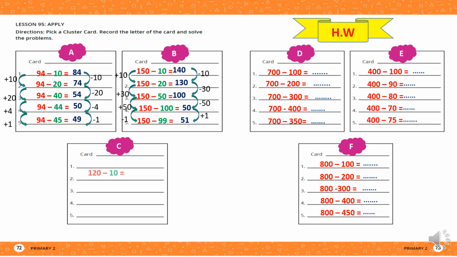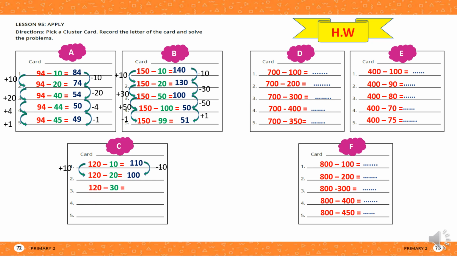Card number C. 120 minus 10. 120 minus 10 equals 110. Equation number 2. 120 minus 20. Now 10 becomes 20. It increased. Increased by what? Increased by 10. So we must subtract 10 from the other side. 110 minus 10 equals 100.